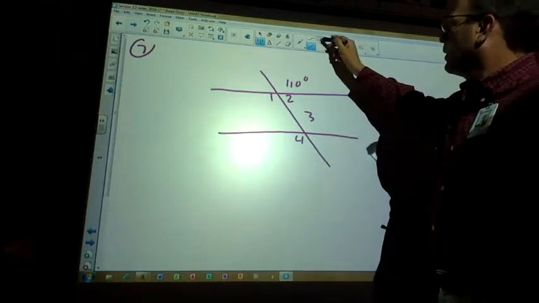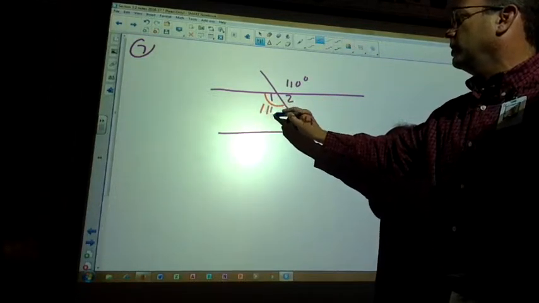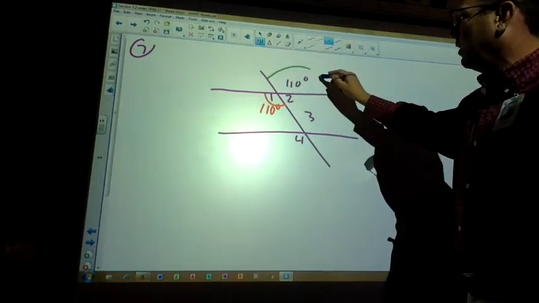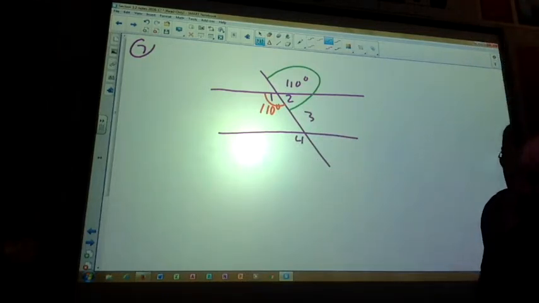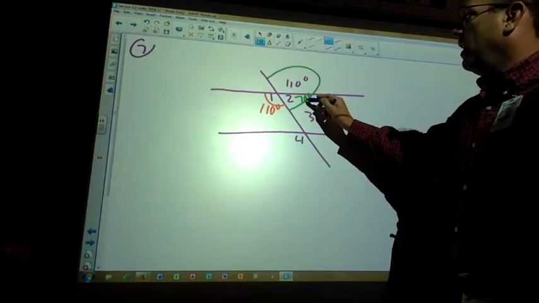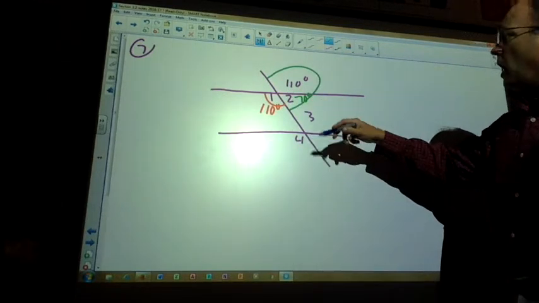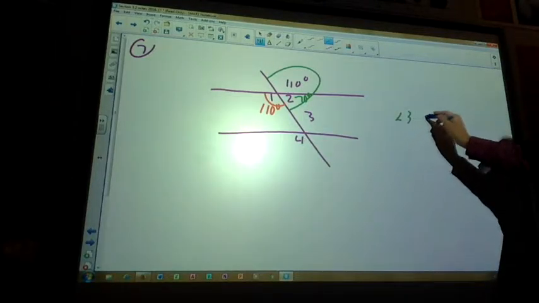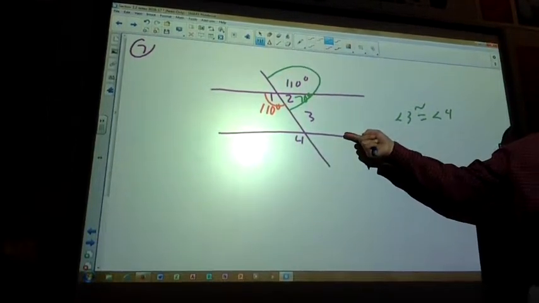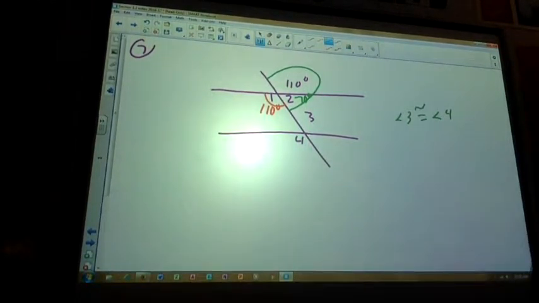So I know that this angle has to also be 110 degrees because those are vertical angles to each other. And then I could state that this angle plus this angle have to add to 180 because they're a linear pair. So this angle has to be 70 degrees. And then obviously that would be a linear pair as well. Angle 3 is equal to angle 4, or it's congruent to it, but I don't have enough information to state what those angles actually would be, because I don't have enough information to say that that's a parallel line to that. Okay? Does that make sense?